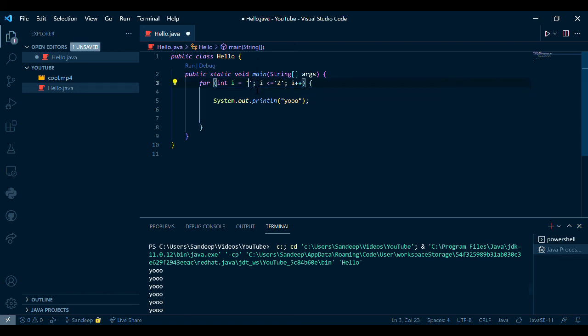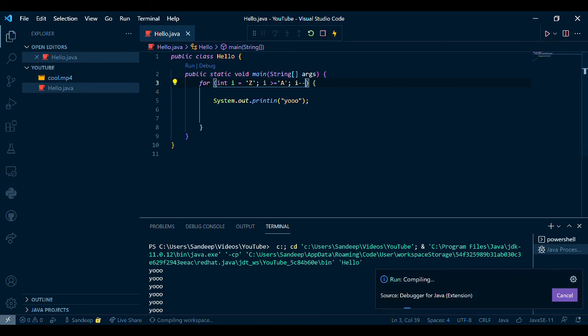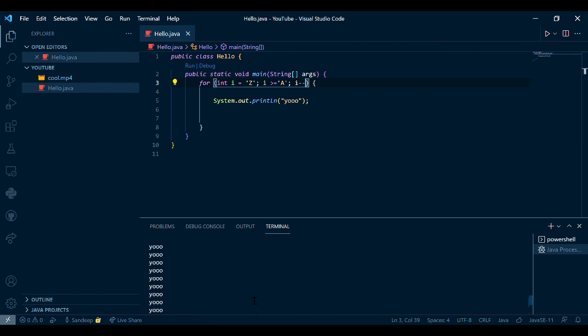We can also do the opposite, so we can put i as 'Z' and i is more than or equal to 'A', and just decrement i by 1. And if we print it out, the same thing gets produced.